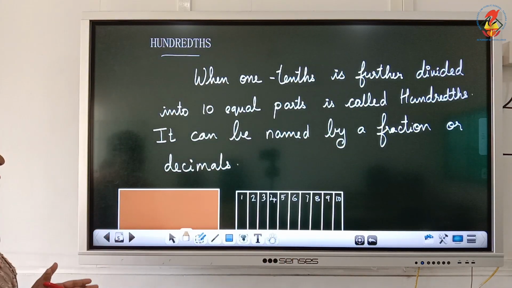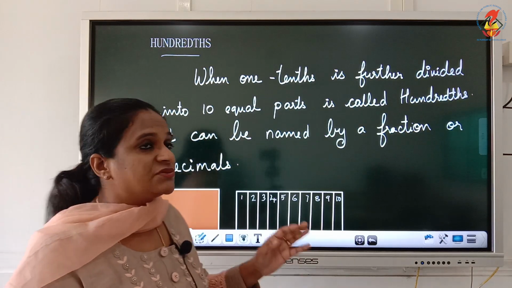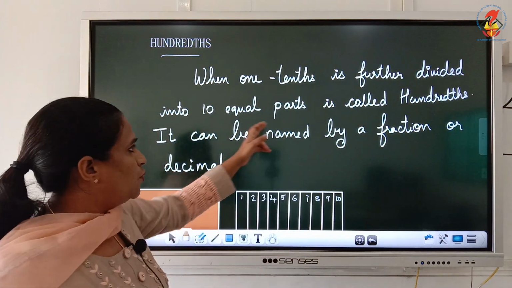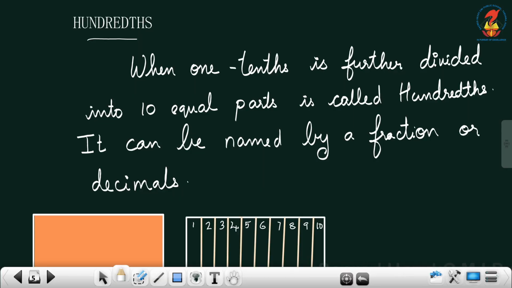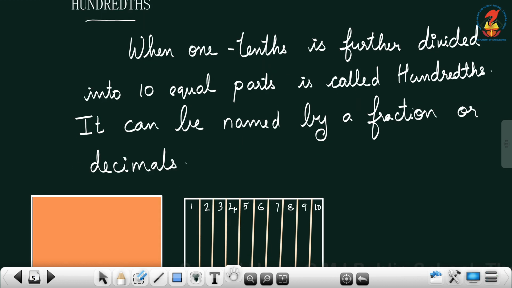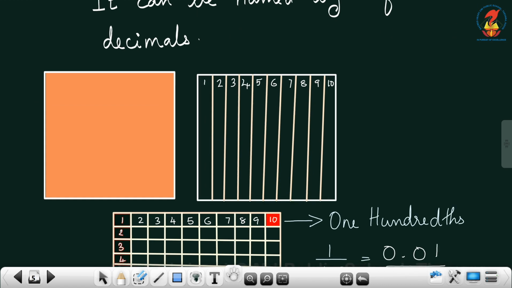Now hundredths. When 1/10 is further divided again into 10 equal parts, it's called hundredths. It can be named by a fraction or decimal. Now let's see with a figure. This is 1 whole.